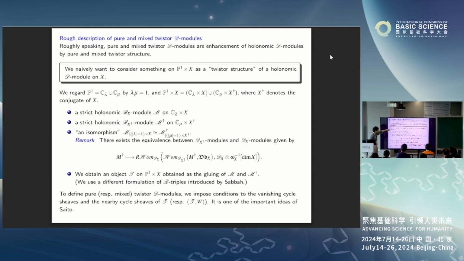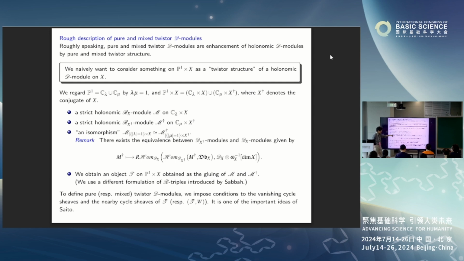So we regard P1 as a gluing of C_lambda and C_mu by the relation lambda mu equals 1. And similarly, we regard P1 times X as the gluing of C_lambda times X and C_mu times the conjugate of X. X dagger denotes the conjugate of X. And we consider a strict harmonic R_X-module, which is an object on C_lambda times X. And we also consider a strict holonomic R_{X dagger}-module, which is an object on C_mu times X dagger. And we consider an isomorphism of the restriction of these to the circle of lambda whose absolute values are 1.